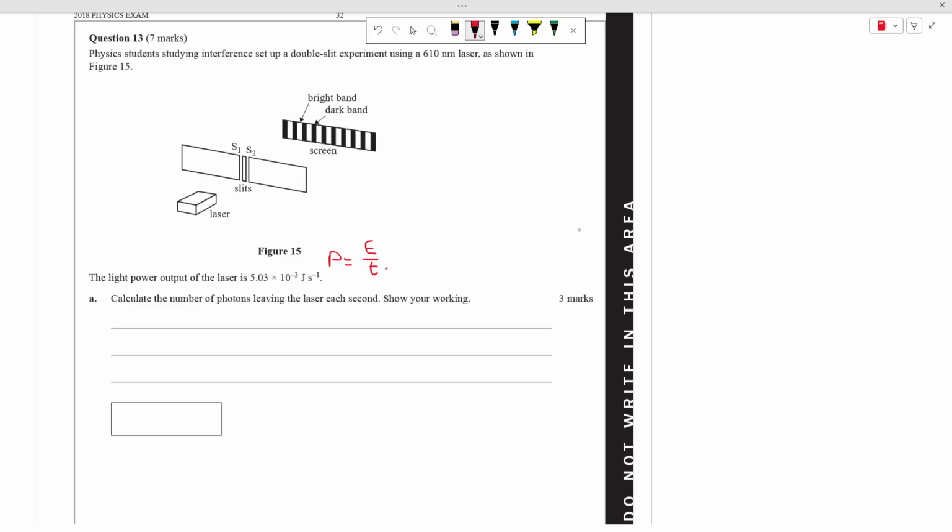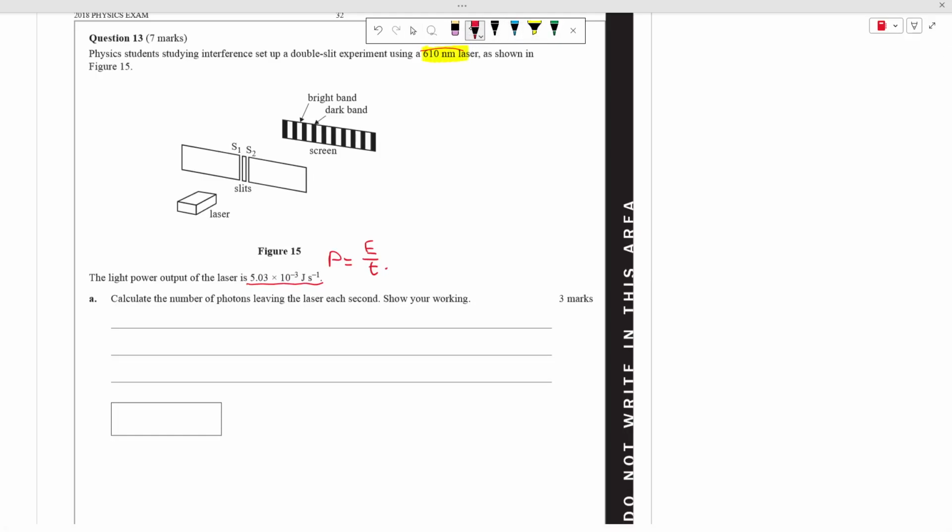So basically what this is saying is that each second there is that many joules of energy being outputted by the laser. So to calculate the number of photons leaving the laser each second, we've got to work out the energy of one photon and then divide this number by that energy, and that will give us how many photons there are. So 610 nanometer laser.